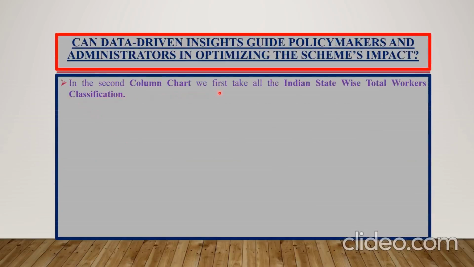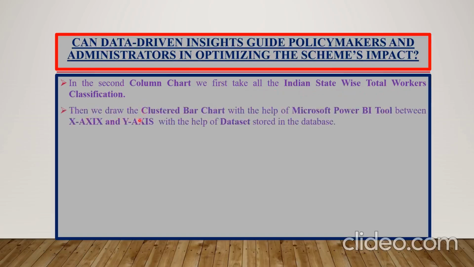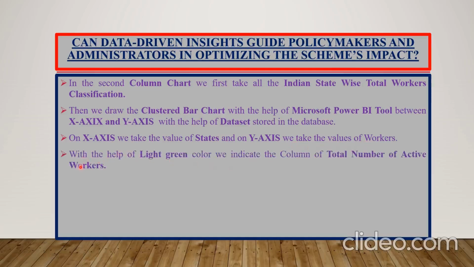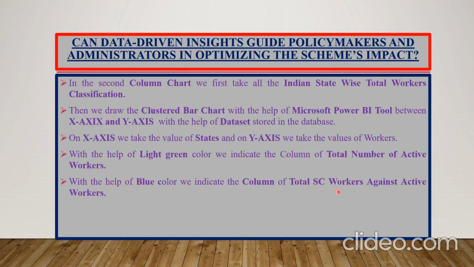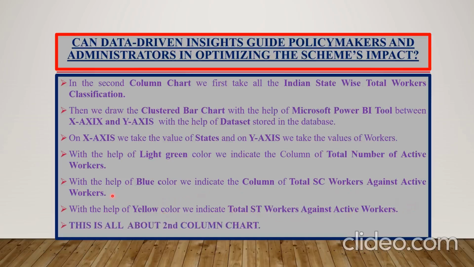Then in the second column chart, we first take all the India state-wise total workers classification. Then we draw the clustered bar chart with the help of the Microsoft Power BI tool between the x-axis and y-axis with the help of datasets stored in the database. On the y-axis we take the value of states, and on the x-axis we take the value of workers. With light green color we indicate the column of total number of active workers, with blue color the total SC workers against active workers, and with yellow color the total ST workers against active workers. That's it. This is all about the second column chart.